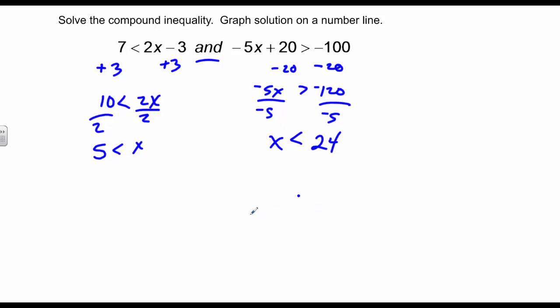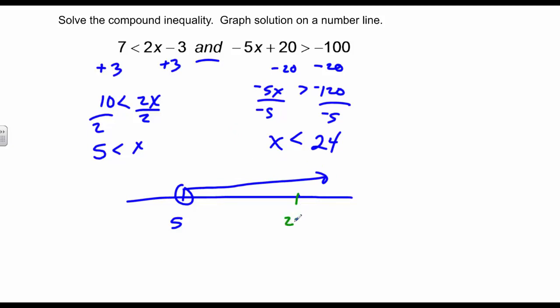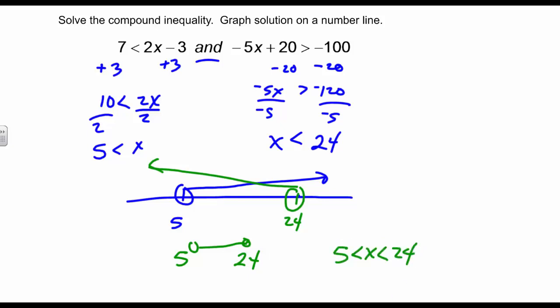So x is less than 24. And if I were to take and graph that on a number line, here's my 5. Open circle, moving to the right. Here's my 24. Open circle, moving to the left. I need to represent as the answer the intersection of the two, which goes from 5 to 24, both. And then I need to state that in an algebraic fashion, so I say 5 is less than x, which is less than 24, like so.